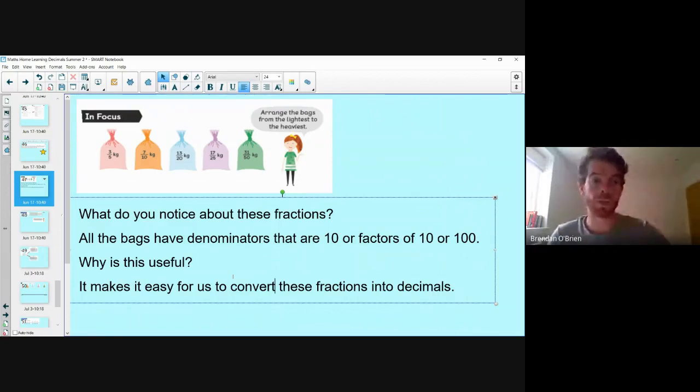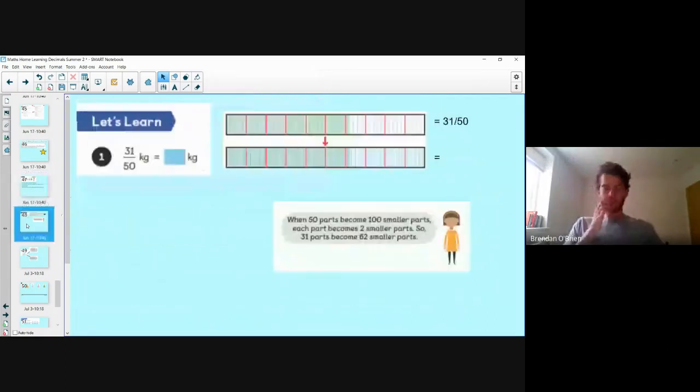Okay, so now we know that our task is to arrange the bags from the lightest to the heaviest. So again, we're going to be in ascending order from the lightest, the smallest fraction and the smallest decimal, to the largest fraction and the largest decimal. That is our task. So let's get this underway. Okay, we're going to look at one of the fractions initially. This one is 31/50ths of a kilogram. We need to find out what 31/50ths of a kilogram is as a decimal.